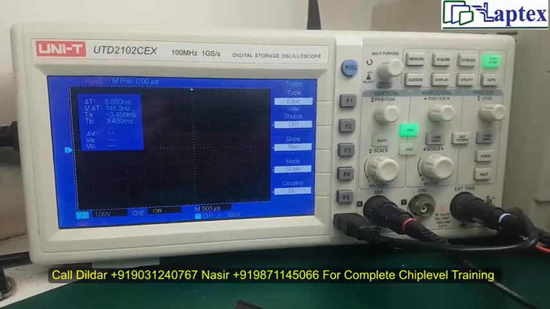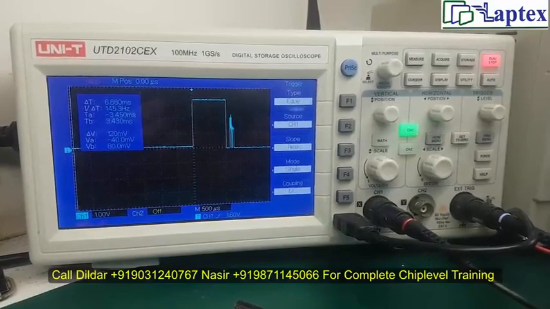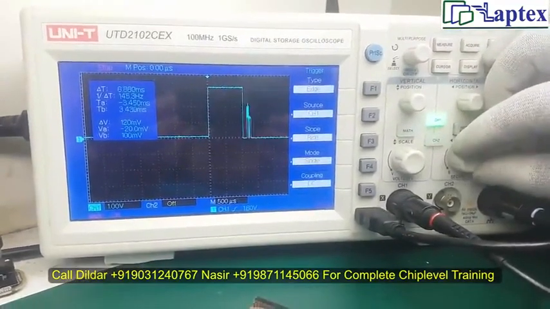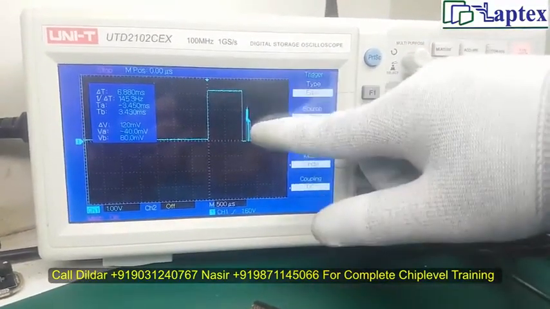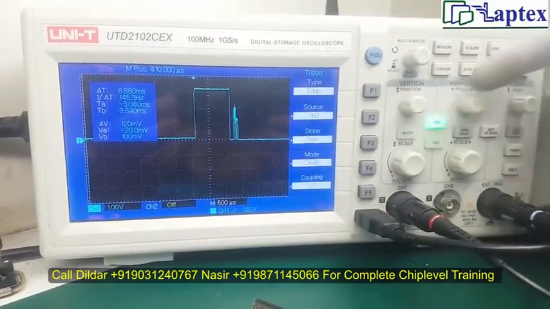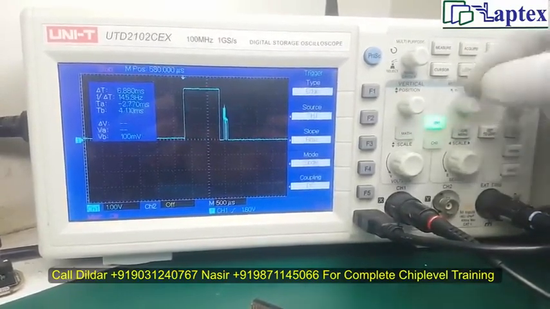Now as you can see, there are some rising edge, falling edge, rising edge. You can adjust it this way. I am adjusting it.